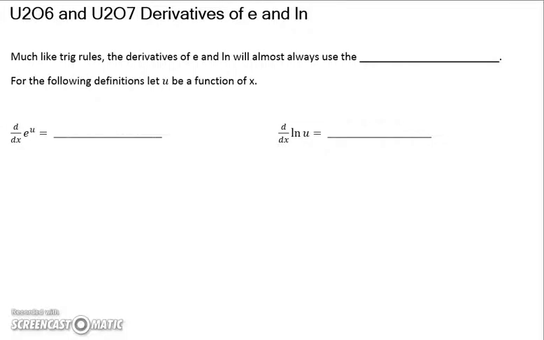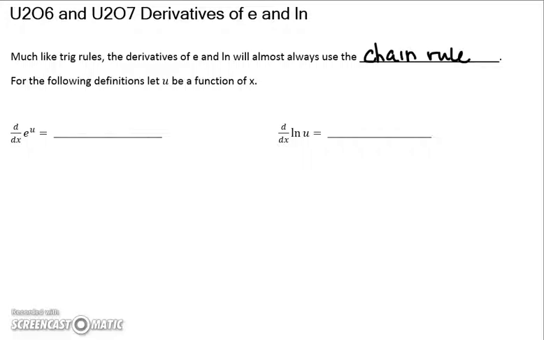Okay, in this video we're going to talk about Unit 2 Objectives 6 and 7, the derivatives of e and natural log. So much like the trig rules, the derivatives of e and natural log are almost always going to use the chain rule. And again, like the trig rules, I'm going to go ahead and define the derivatives of e and natural log in terms of the chain rule, so we don't really have to think about it.